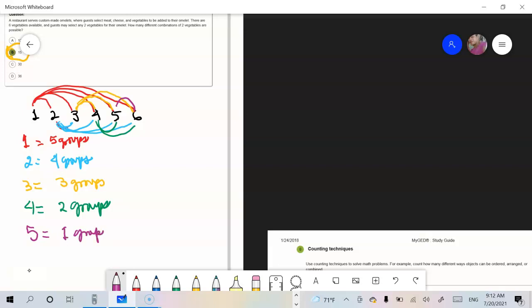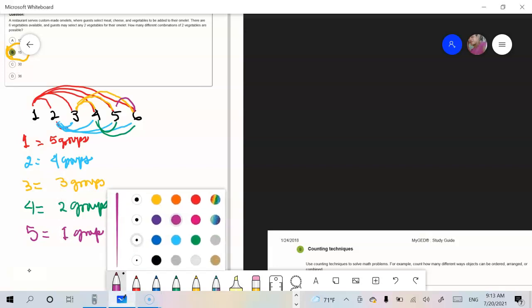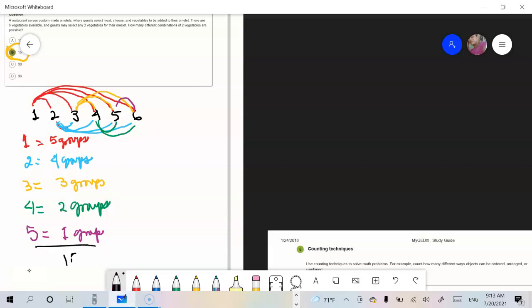If I add them together, I have 5 plus 4, that's 9, then 10, 11, 12, plus 3, this 2 plus 1, that's going to give me a total of 15 groups. As I'm combining from left to right, I cannot go back. If I combine 1 and 2, when I get to 2, I cannot combine 2 with 1 again because I already have 1 and 2. Hopefully this helps.